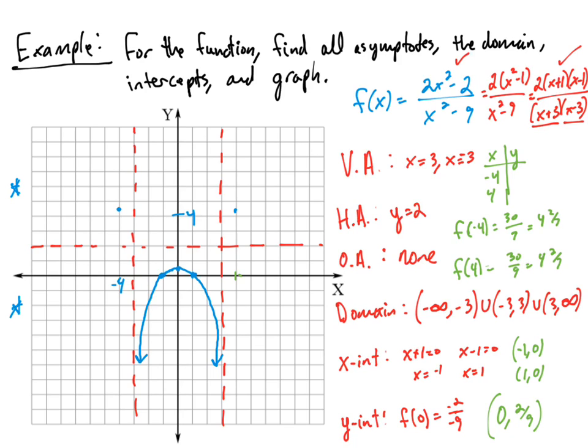So by testing a value that's in each of these sections, I can tell that the graph is going to go like this and like this. And again, because I know the part of the graph is up here, it cannot also be down here because then the graph would not pass the vertical line test. So if I know that for one interval the graph is above the horizontal asymptote, I'm good. I don't need to consider anything below the horizontal asymptote.